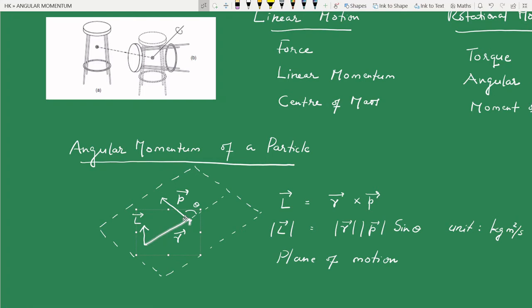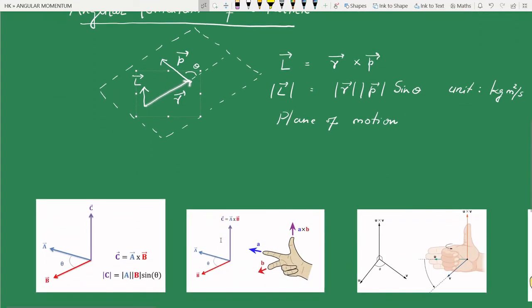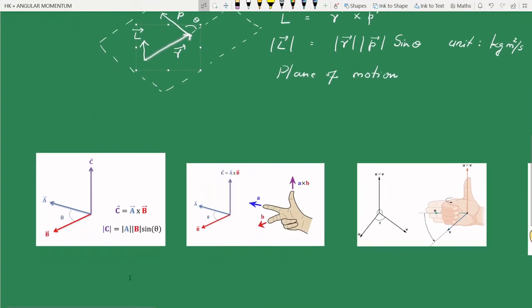This is called the right hand screw rule. I have collected a few figures from the internet to illustrate my point. Look at the first figure. This is the first vector. We want to find the direction of A cross B. This is the first vector A, this is the second vector B. Theta is the angle between A and B.